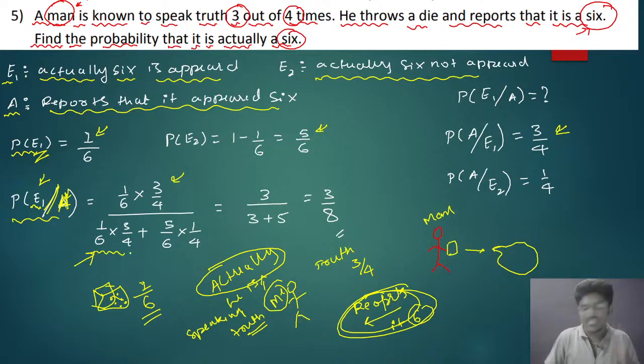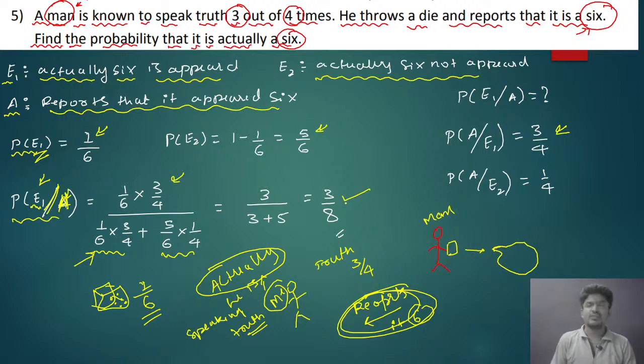This is he is speaking truth. This is he is speaking false. So 1 by 6 into 3 by 4 plus 5 by 6 into 1 by 4. So you all calculate this. 3 by 24, 3 by 24, 5 by 24. So you simplify by taking LCM, it will be 3 by (3 plus 5), that is 3 by 8. So 3 by 8 will be the answer.